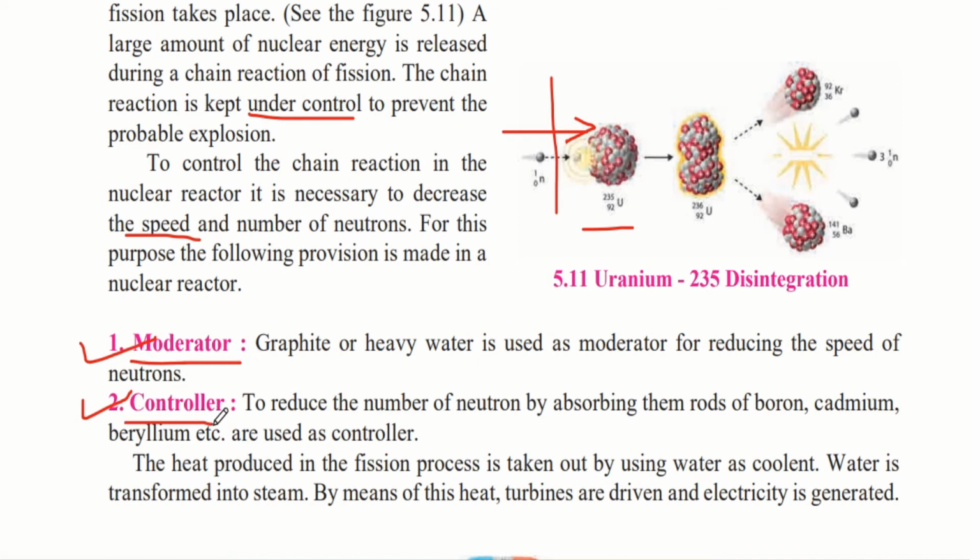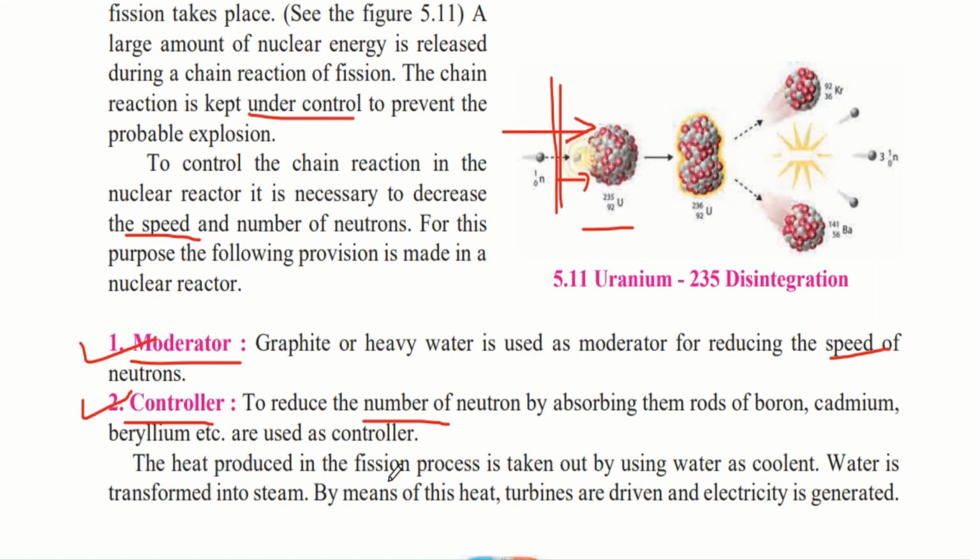Now the controller is used to reduce the number of neutrons by absorbing them in rods of boron, cadmium, beryllium, etc. And these are used as the controller. So here, along with graphite and heavy water, there are also rods of boron, cadmium, beryllium, etc. So these absorb a number of neutrons and only some are allowed to pass through. So the moderator decreases the speed and the controller decreases the number of neutrons.